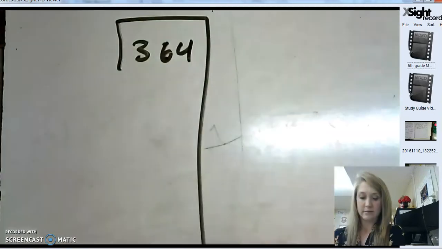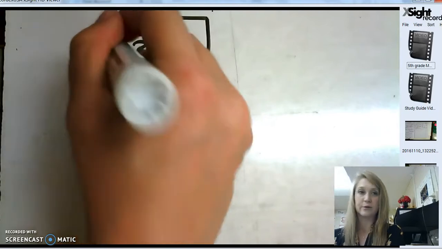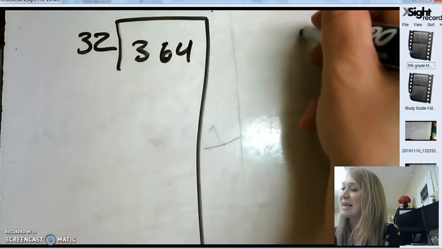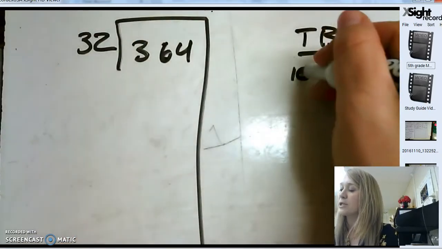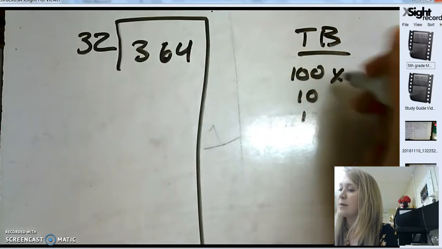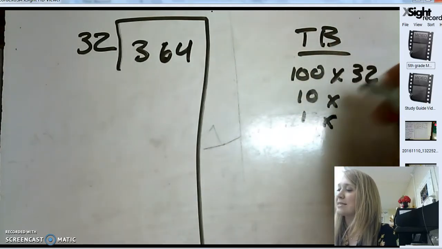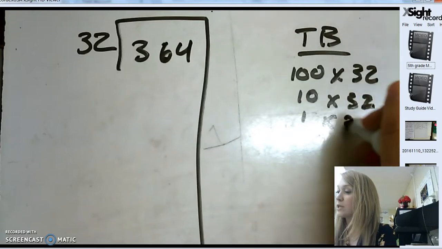364 divided by 32. It's time to divide. I'll tell you how it's done. Using partial quotients is a whole lot of fun. Set up your think box, hundreds, tens, and ones. Next, look at the problem, because we've only just begun.